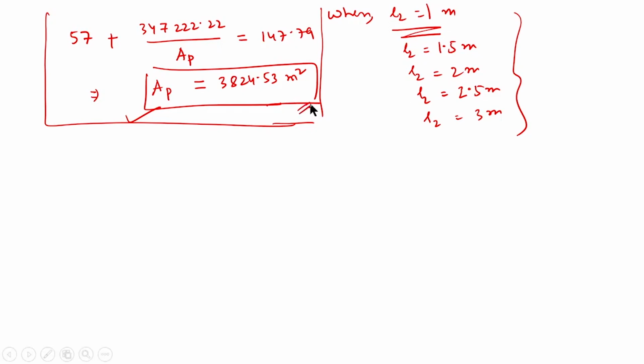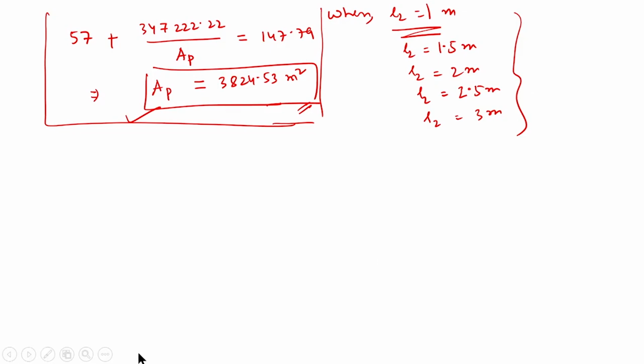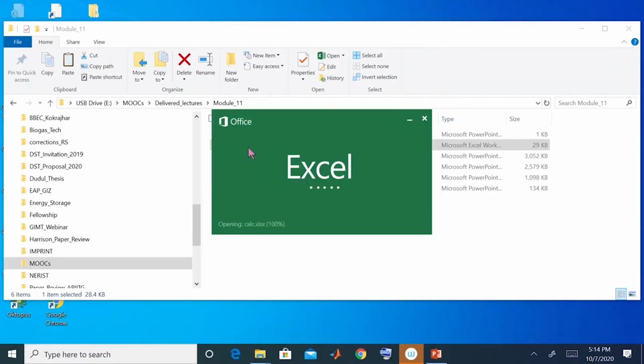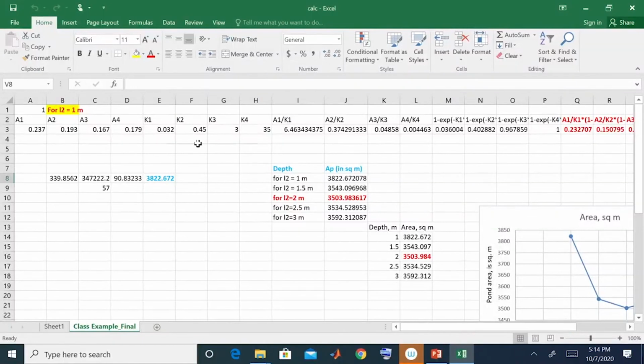Okay, so that means at that minimum area we will get the 18 kilowatt of power from this solar pond power plant. Okay, so now let us use a spreadsheet here so that you can get the idea how this can be calculated, and we need to plot as well.